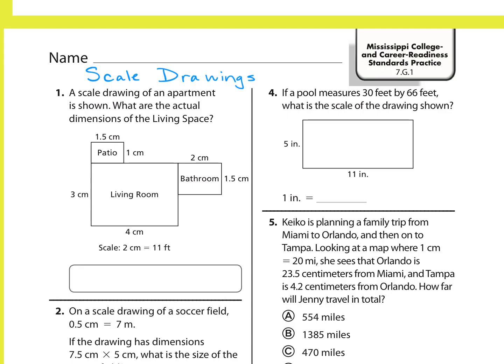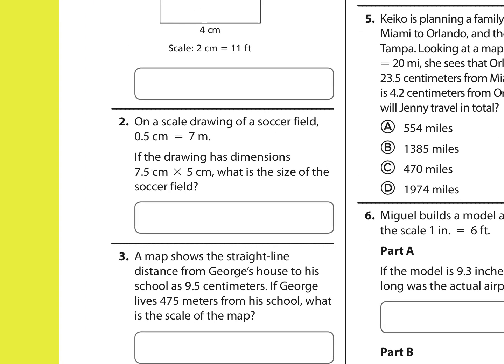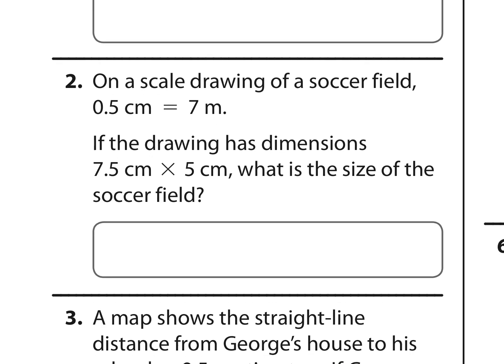Standard 7.G.1, G is for geometry, and this standard is about scale drawings. It is going to use proportions like we would with ratios and proportions, so this one's grouped with the ratio and proportions unit. Now looking at problem number 2, it says on a scale drawing of a soccer field, 1/2 centimeter is equal to 7 meters. So the drawing is 1/2 centimeter, and that represents 7 meters in actual distance of the soccer field. If the drawing has dimensions 7.5 centimeters by 5 centimeters, what's the size of the soccer field?